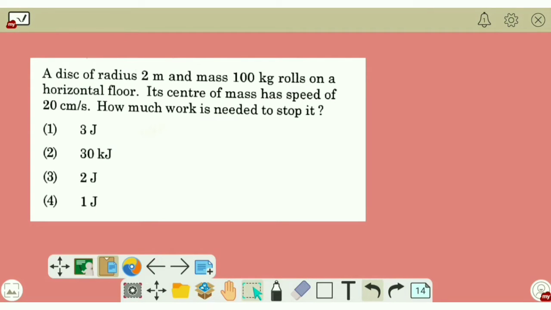A disc of radius 2 meter and mass 100 kg rolls on a horizontal floor. Its center of mass has speed of 20 cm per second. How much work is needed to stop it? So first visualize this problem.